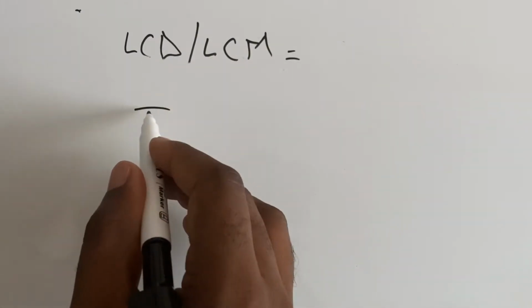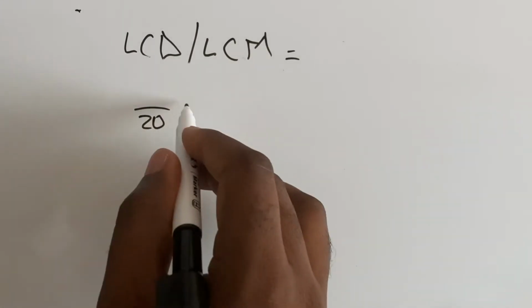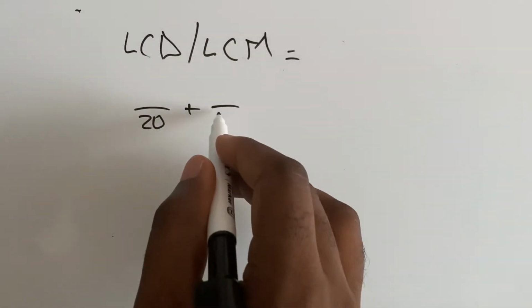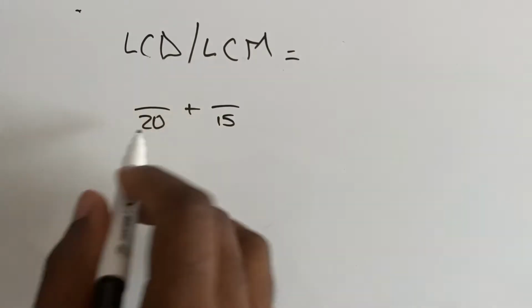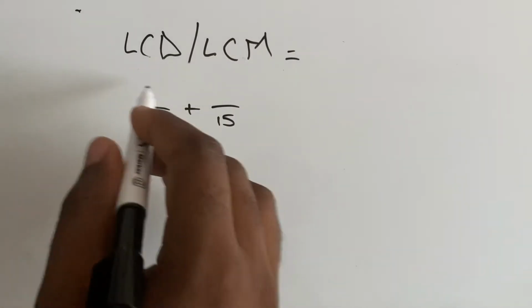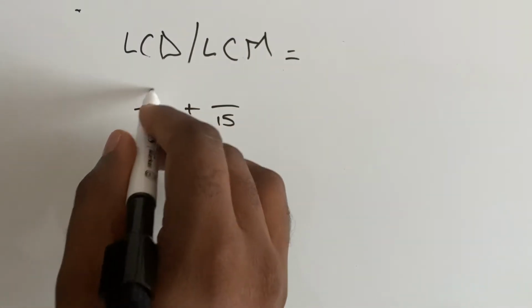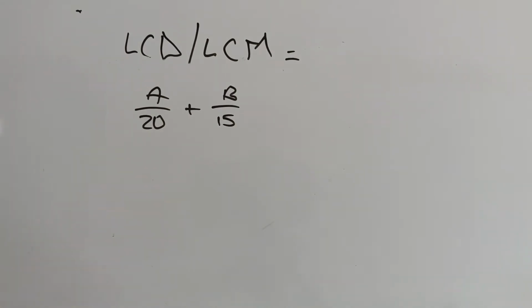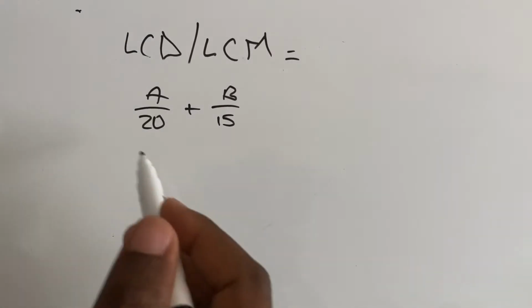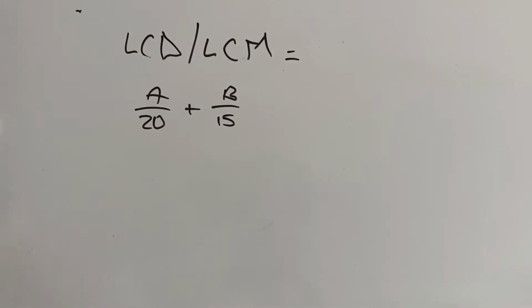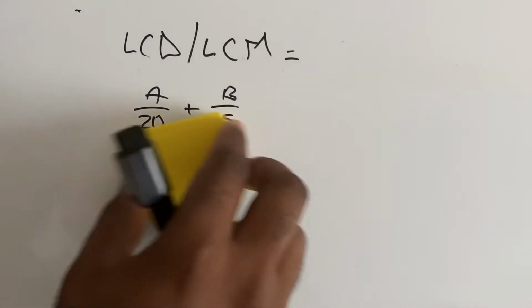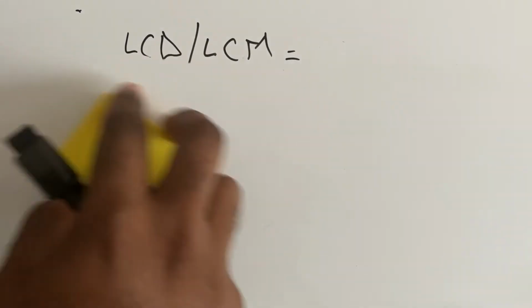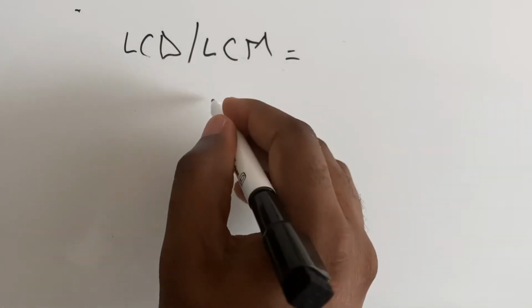Now, in this case, for example, if you have a fraction, a number on top plus, let's say you have 15 here. These are the denominators, and you have any numerator like A or B, whatever. We're not covering fractions here, but I will be covering fractions in another video. So this is just to show you how to find LCD and LCM, okay? Now, let's show you how you would find the LCD in this case for 20 and 15.